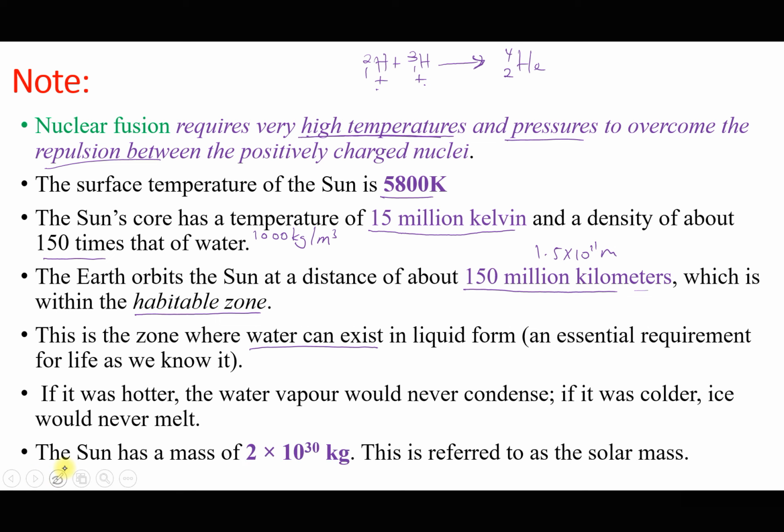One important thing we also need to note is the mass of our sun. The mass of our sun is around 2 times 10 to the power of 30 kilograms. And this is what we call the solar mass. The mass of the sun is what we call the solar mass.